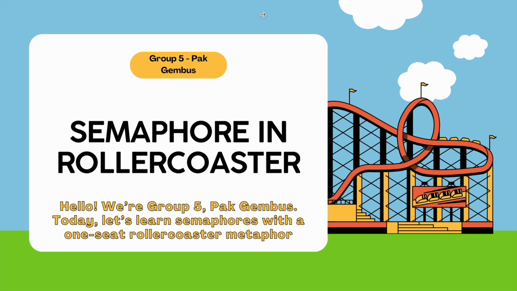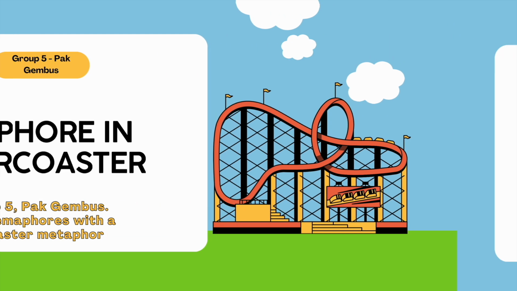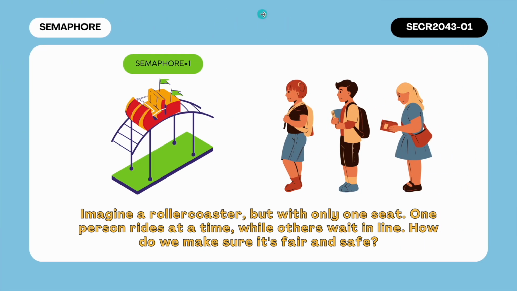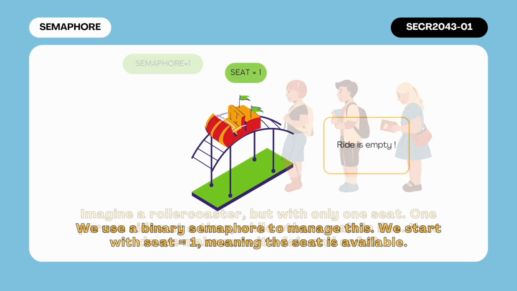Hello, we're Group 5, Pak GEMBUS. Today, let's learn semaphores with a one-seat roller coaster metaphor. Imagine a roller coaster, but with only one seat. One person rides at a time while others wait in line. How do we make sure it's fair and safe?